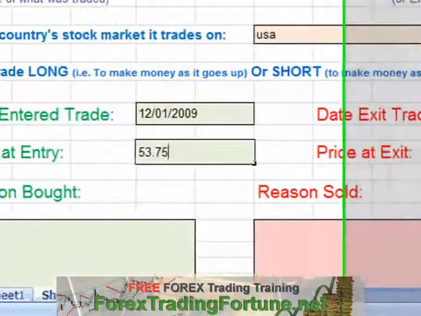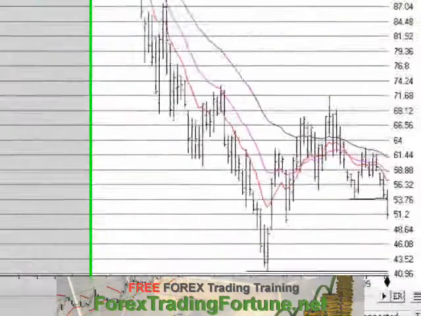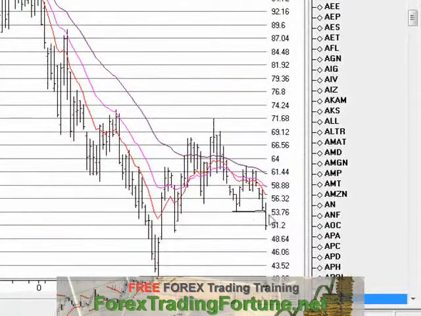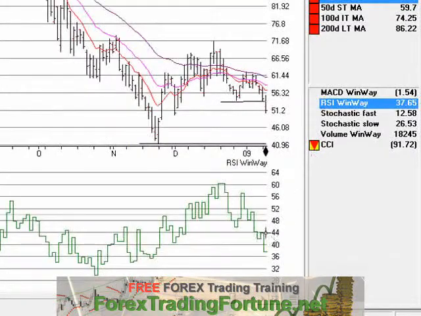So 12th Jan 09. Price we entered the trade, well, we already said, didn't we? We said we entered at 53.75. So at 53.75, we said when it drops just below here, we'd enter the trade. So that's what we've done. The reason, well, actually, when we come to reasons, before we did that trade, we should have looked at the indicators, which, of course, we would have done. So let's have a look.